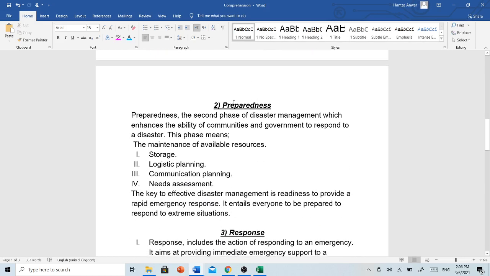Number 2. Preparedness. Preparedness, the second phase of disaster management, enhances the ability of communities and government to respond to a disaster. This phase means the maintenance of available resources. Number 1, storage. Number 2, logistic planning. Number 3, communication planning. Number 4, needs assessment. The key to effective disaster management is readiness to provide a rapid emergency response. It entails everyone to be prepared to respond to extreme situations.